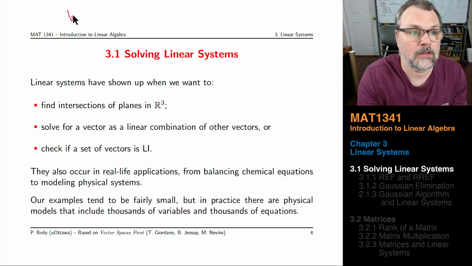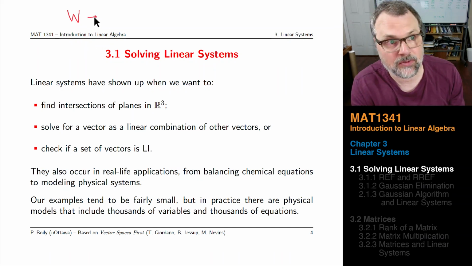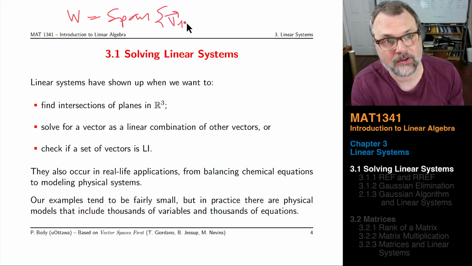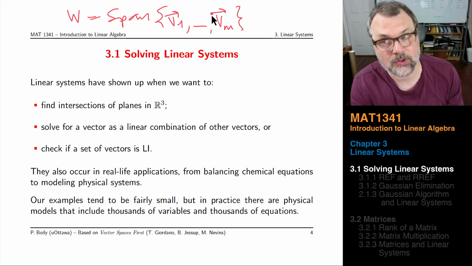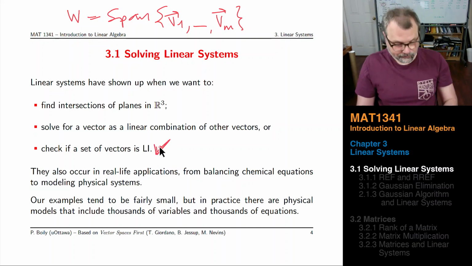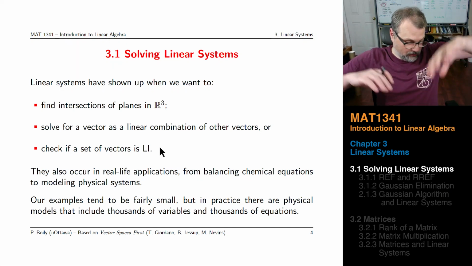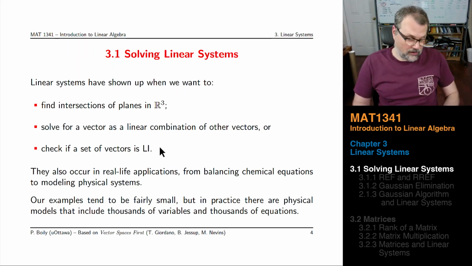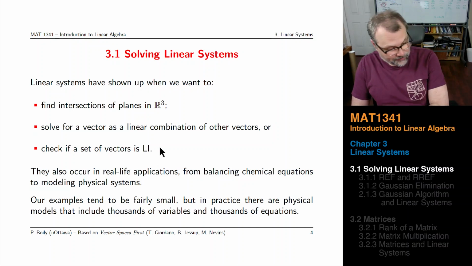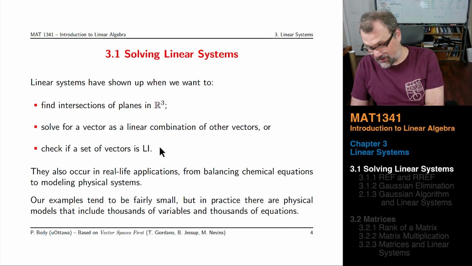I'm not writing it down explicitly, but in many instances, they are going to be crucial when we want to write a subspace W as a span of a set of vectors we would like to be as small as possible, so linearly independent. That's part of the link here. In real-life applications, they very often occur, balancing chemical equations or solving physical systems, trying to find the tension in a variety of ropes, or potentially as optimization constraints.